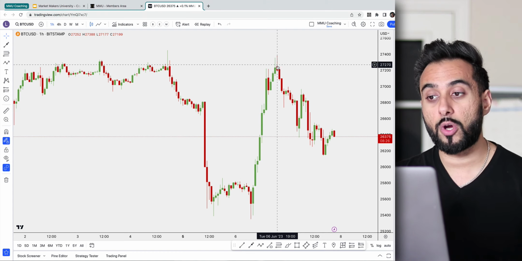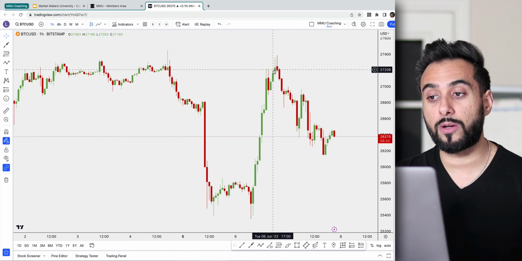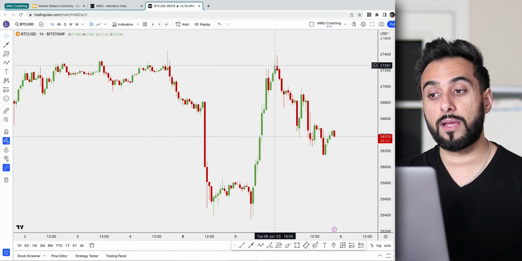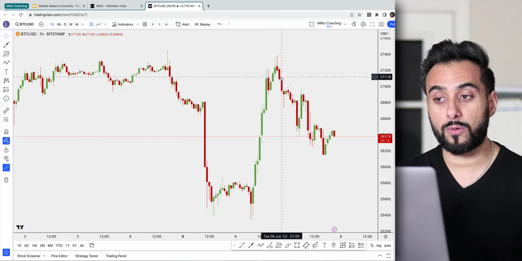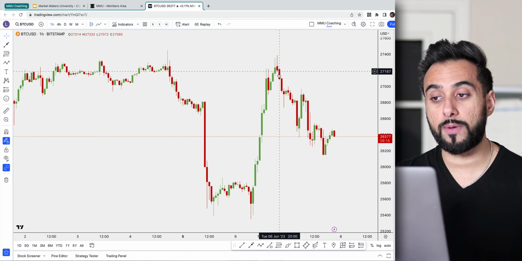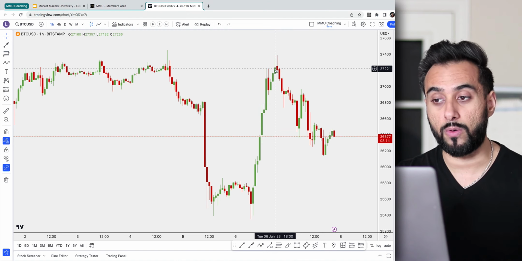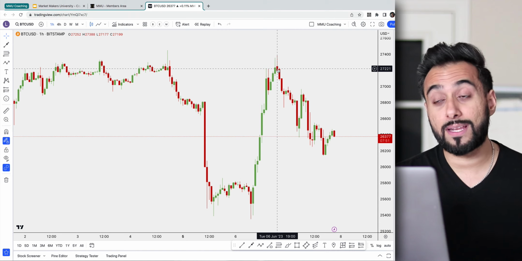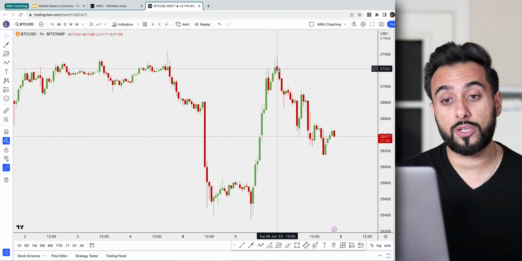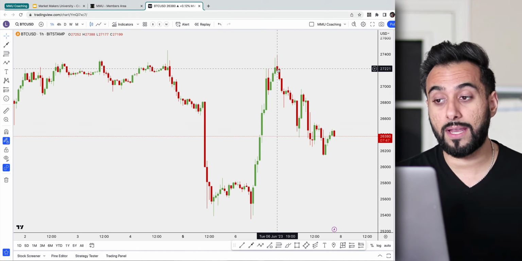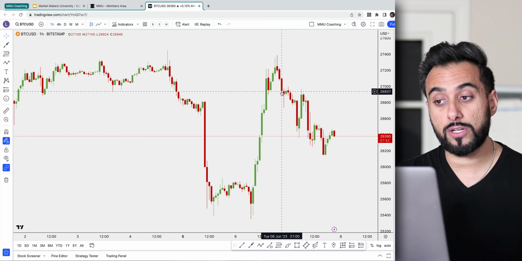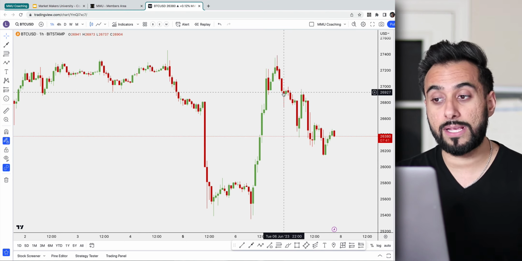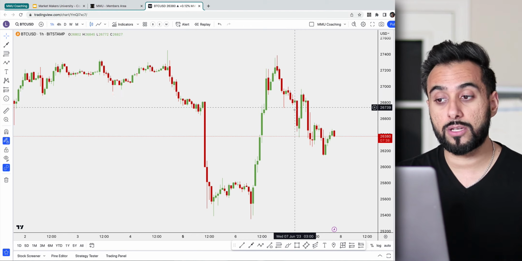This right here shows an evening star. Why? We see a green candle. Then we see a red candle. And then we also see a red candle as well, which engulfs pretty much all of these previous candles over here. Now, does this work 100% of the time every time? No, you're not supposed to use candles as the be-all and end-all. In this example, this showed a potential sign of reversal, and what ended up happening, the price continued to level out and continued to go down.